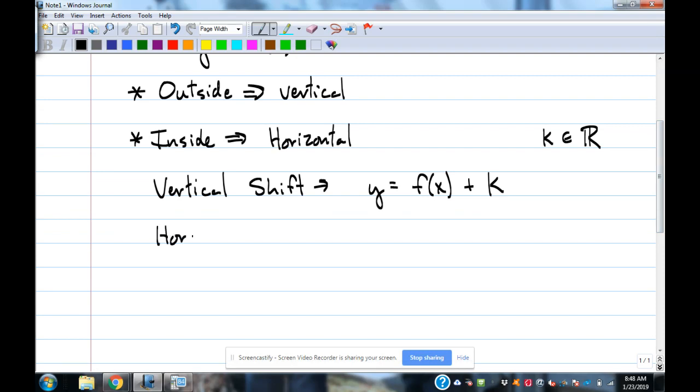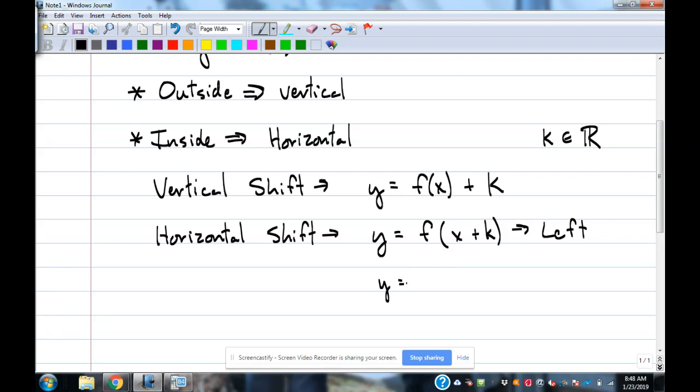Horizontally, a horizontal shift happens on the inside because it's horizontal. What's happening is you're taking some number and adding it on the inside. If you add on the inside, it's moving it left. If you subtract on the inside, it's moving it right. We're going to look at some examples of this in just a little while, but let's get some theory out of the way first. Adding on the inside moves left, subtracting on the inside moves right.